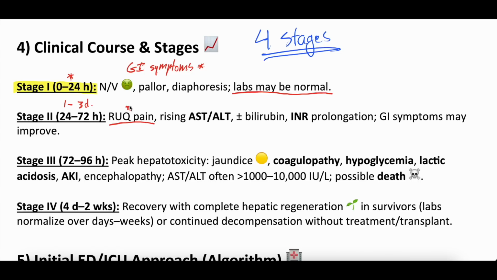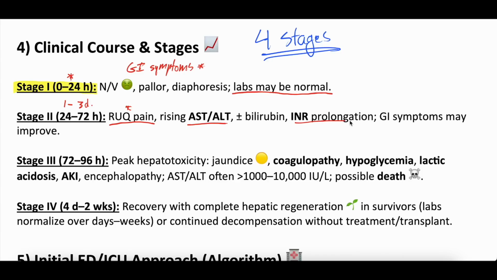Why the right upper quadrant? Because that's where your liver is. Your liver starts to swell, stretching your liver capsule and causing pain. You then start to get your transaminitis, which is rising liver function tests: an increase in your ALT, your AST, and your bilirubin goes up. This stage 2 is when you might start to get coagulopathic.